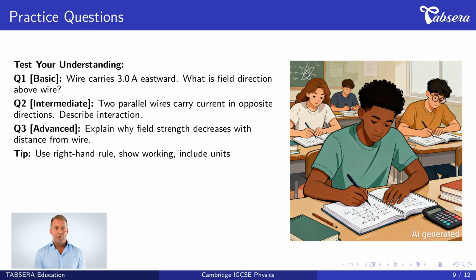Now practice what you've learned with these 3 questions. Question 1 is basic level. It asks, a wire carries 3.0 amperes eastward. What is the field direction above the wire? Use the right-hand grip rule to determine this.